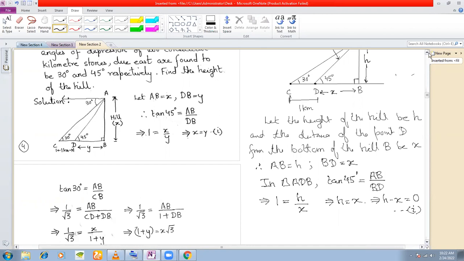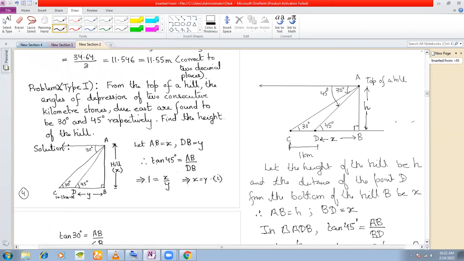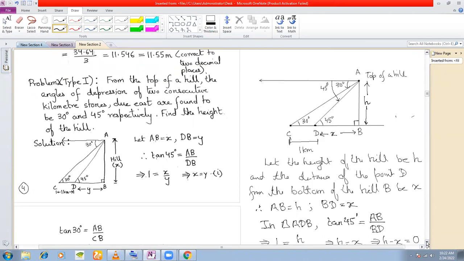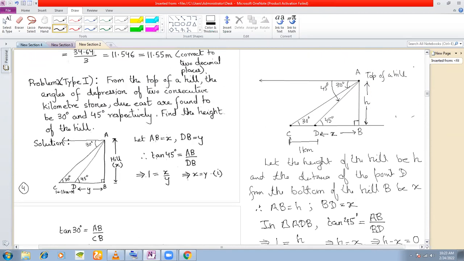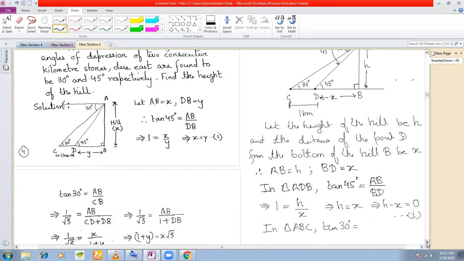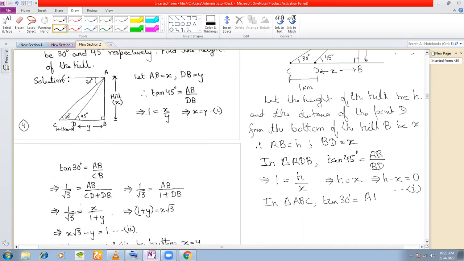Now we are going to use the right angle triangle ABC, that is with AC as the hypotenuse. That is also a right angle triangle. A 30-degree angle we are going to use. So in triangle ABC, tan 30 is equal to AB by BC, right? And what is the value of tan 30? 1 by root 3. What is the value of AB here? AB here is H, right?